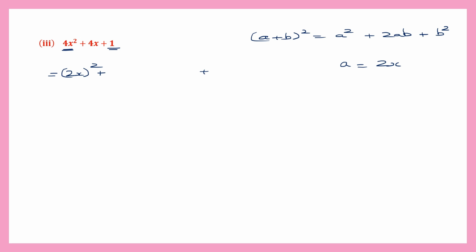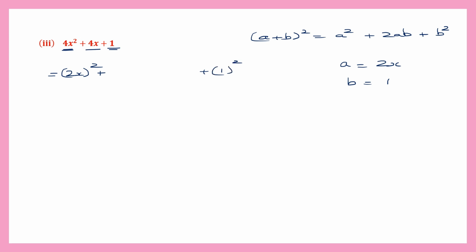Third one. Now here also we are going to do it. It's a plus b the whole square, which is a square plus 2ab plus b square. Let's see whether we can get it in this format. So 4x square. 4 is the square of 2, isn't it? So 2x the whole square. So that means a is equal to 2x, because a square is 2x square. Plus, let's go to the last one, which is 1. 1 can be the square of 1 itself, isn't it? So b is equal to 1.